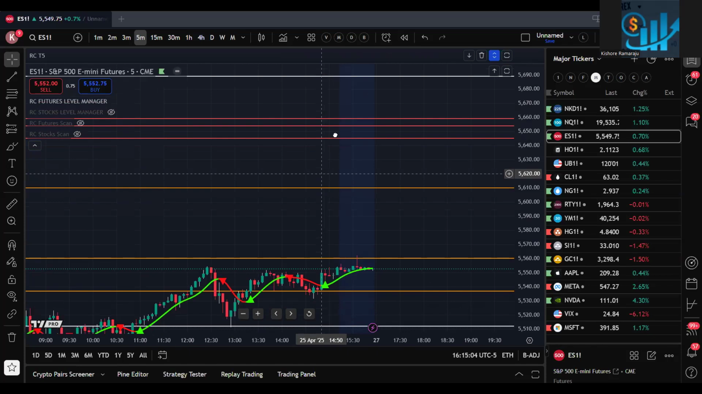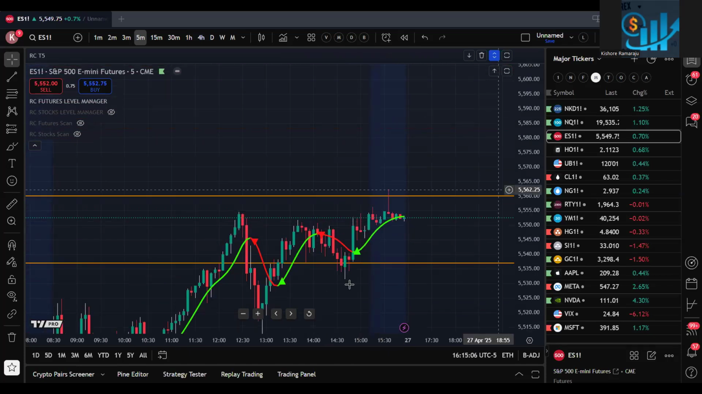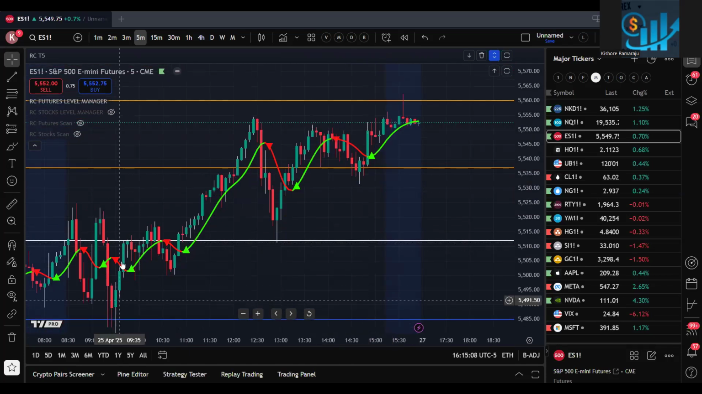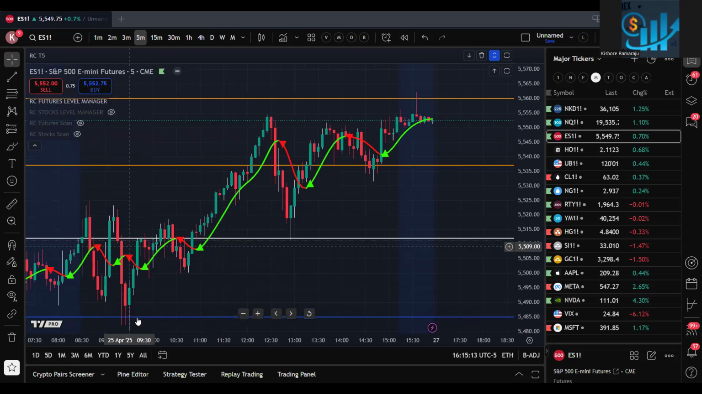Sometimes what happens, for example, on Friday, when the market opened, price initially came all the way to the bottom. Nearly in the morning, I mentioned that 5512 is your key level. It dropped all the way to the bottom, then again came to the magnetic area.